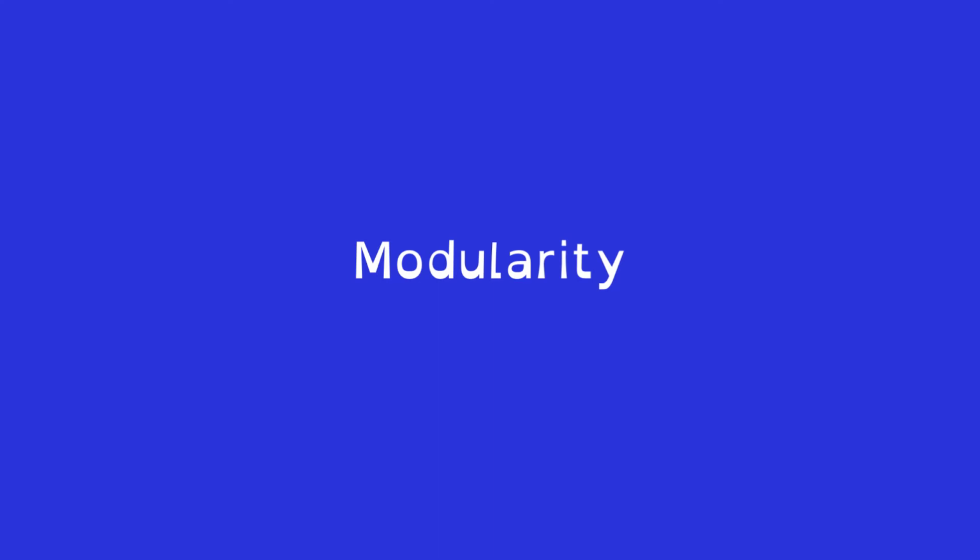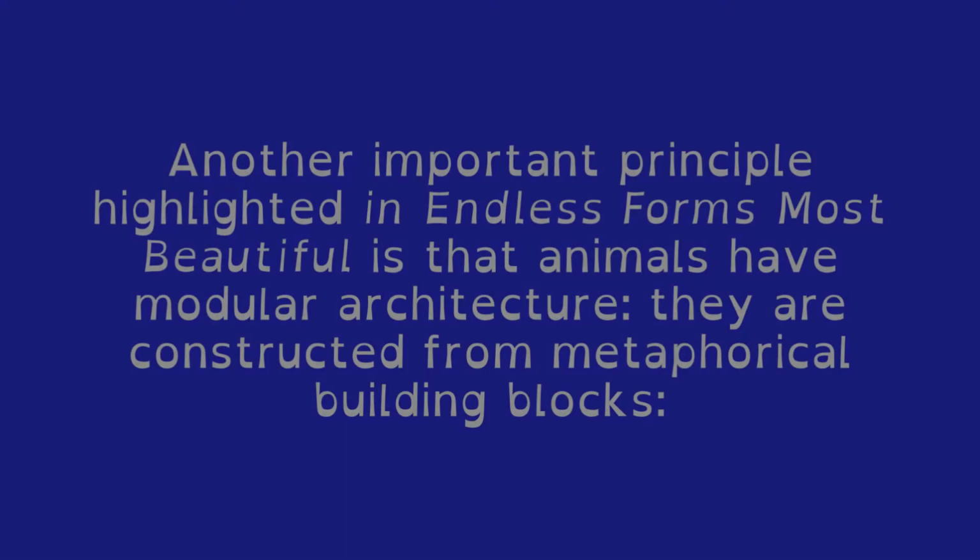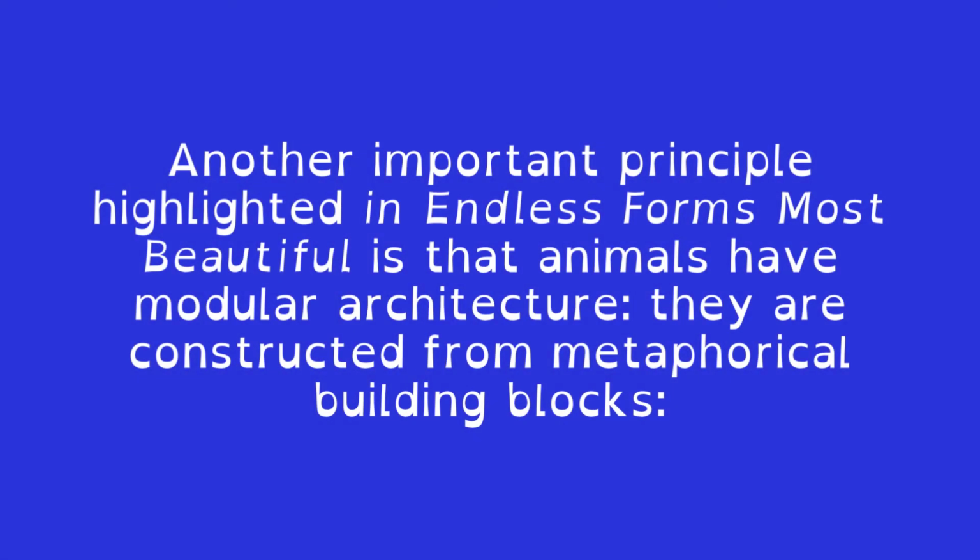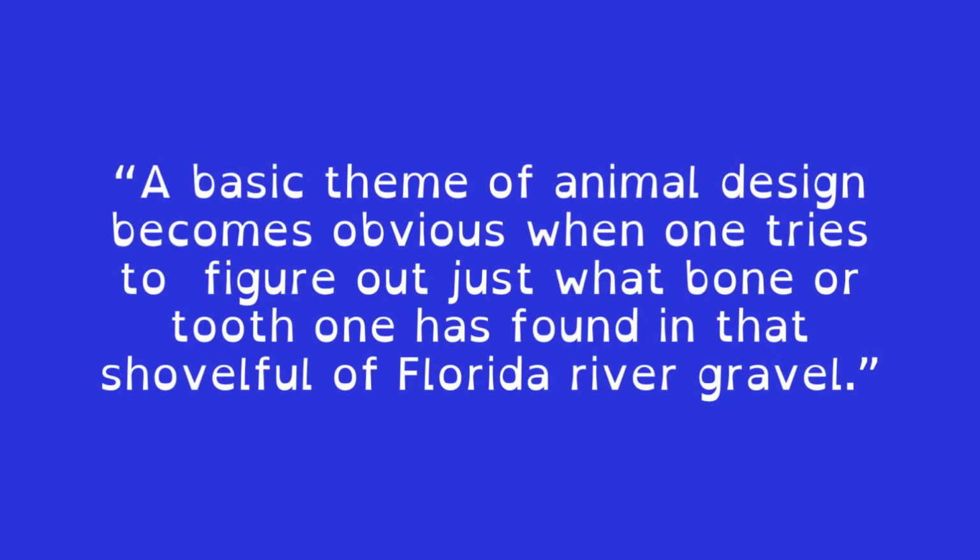Modularity. Another important principle highlighted in Endless Forms Most Beautiful is that animals have modular architecture. They are constructed from metaphorical building blocks. A basic theme of animal design becomes obvious when one tries to figure out just what bone or tooth one has found in that shovelful of Florida river gravel.